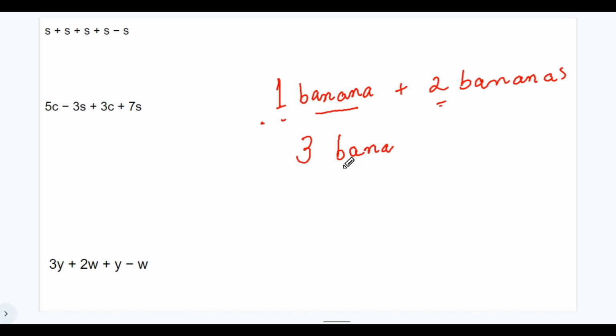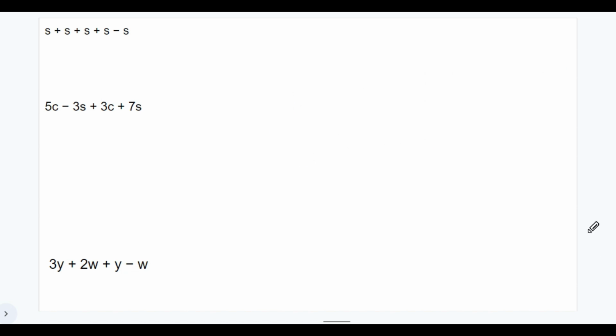Okay. Now do you understand? Bananas are not going to change, only their coefficient. This one coefficient, this one is going to change. Yes, the same thing you need to apply in your collecting like terms. Only this thing you need to learn and nothing more than that. Okay, so now let's start with the first question.